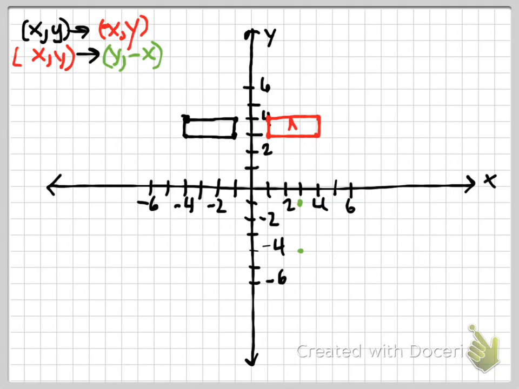Up here we had 4, 4. I'm going to swap them 4, 4, but then make the x negative, so it's going to be 4, negative 4. And this last spot we had 1, 4. I'm going to swap, make it 4, 1, and the 1 becomes negative, so now it's 4, negative 1. So there's my B.